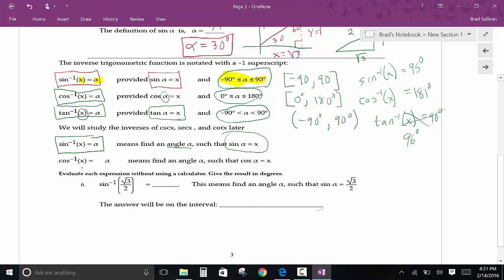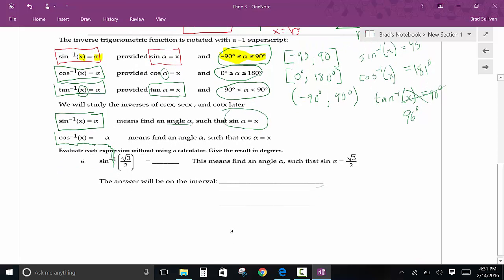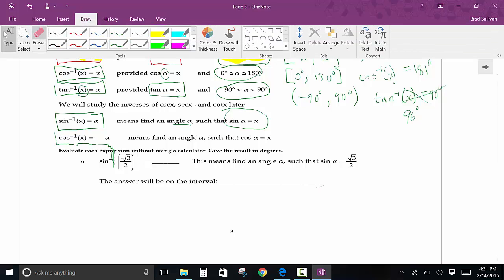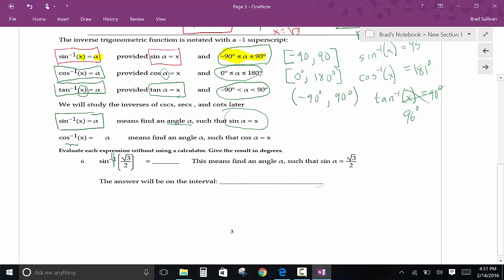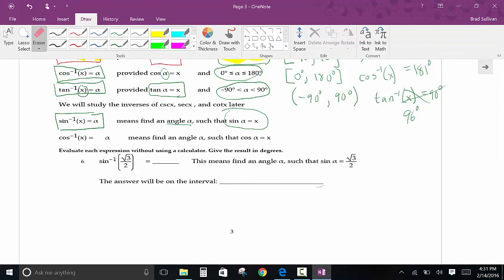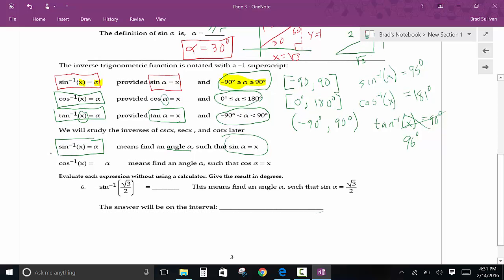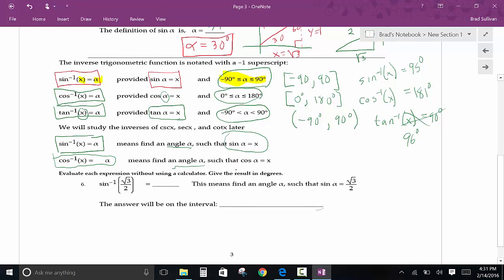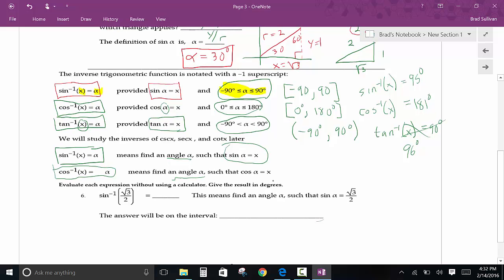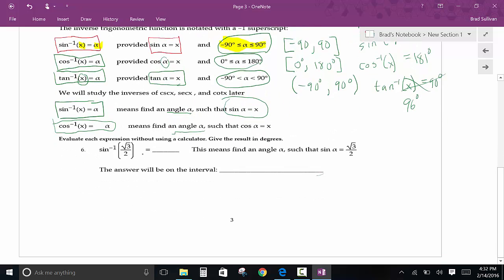And then if I'm asking for an inverse cosine of something, what that means, again, is that you're finding an angle alpha such that the cosine of that angle alpha is going to be equal to x.